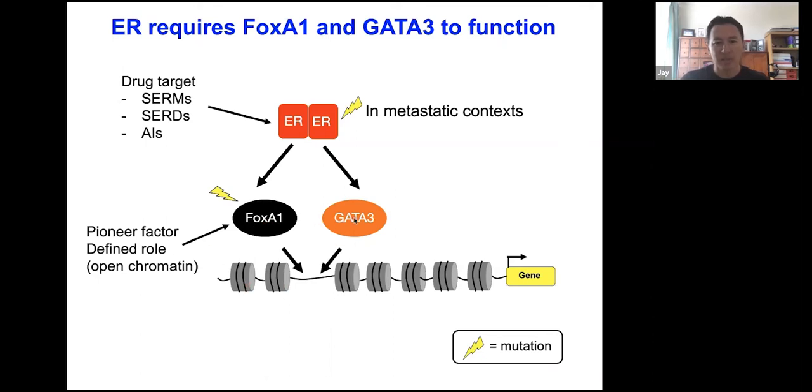Now, GATA3 is the 3rd member of this complex, and it's a tricky protein. We've studied it for a number of years. We know it's important.